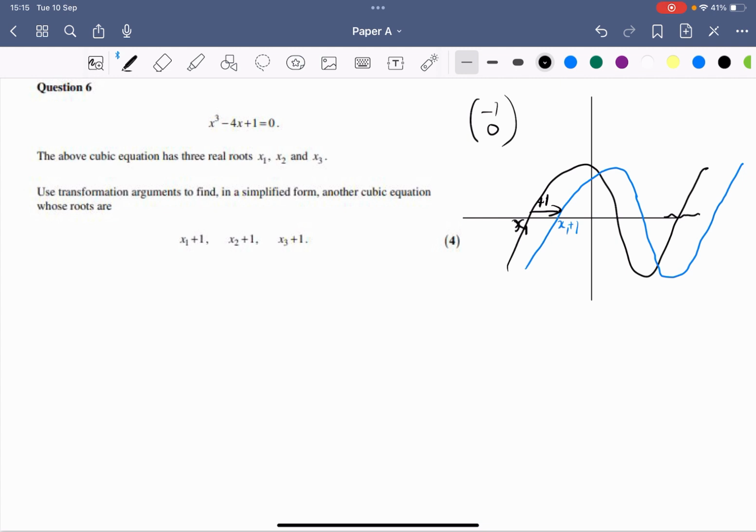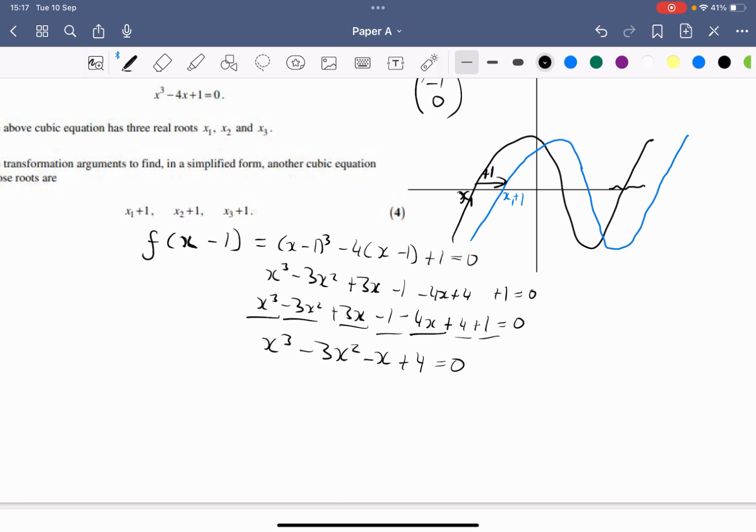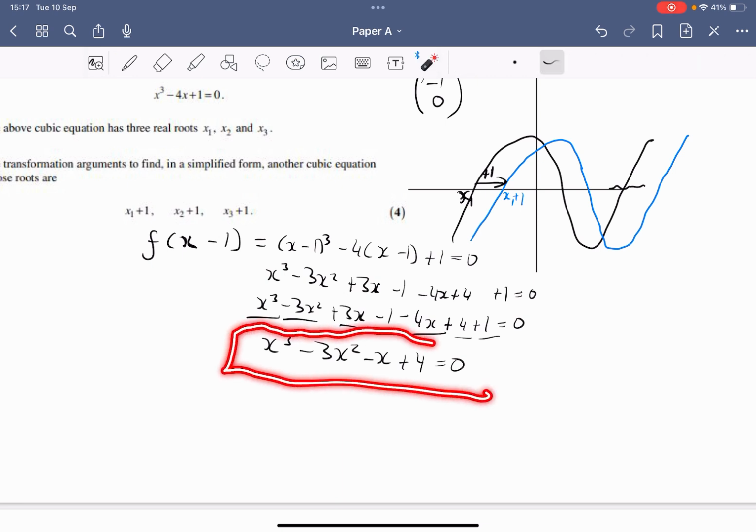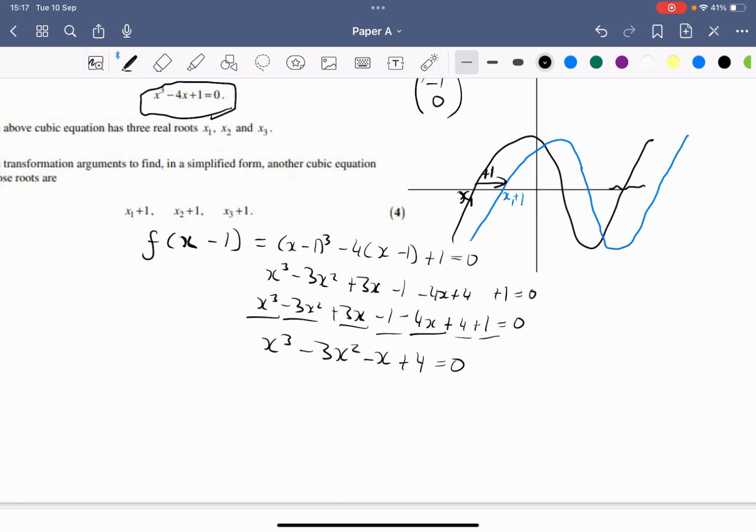And to represent this transformation in terms of f of x, it's basically just f of x minus 1, and technically plus 0, but we don't need to write that plus 0. And that gets us x minus 1 cubed minus 4 times x minus 1 plus 1 equals 0. And I just expand and simplify this to get, alright, so our final answer is this cubic here.